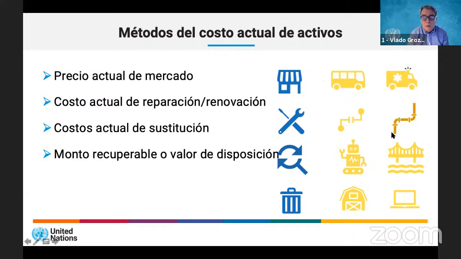On the end, disposal applies to assets that reach the end of their useful life, and we should estimate the cost for it. For example, for computers, we can dispose of them after 2 or 3 or 5 years of use, and then we have to estimate the cost of disposal, the cost of taking it to somebody to recycle the material of the computer.